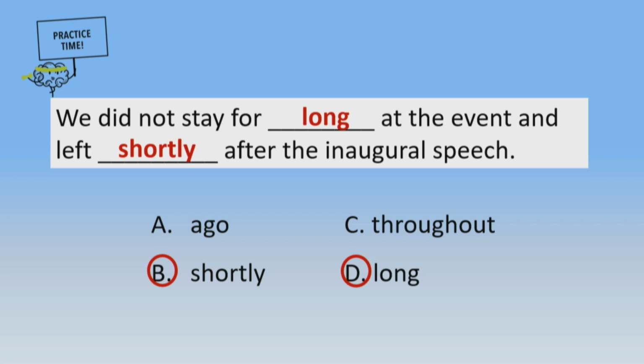That's right. We did not stay for long at the event and left shortly after the inaugural speech. Let's look at the first part of the sentence. We did not stay for long at the event. For long indicates the duration of the people's stay at the event. Not for long means for a short time.